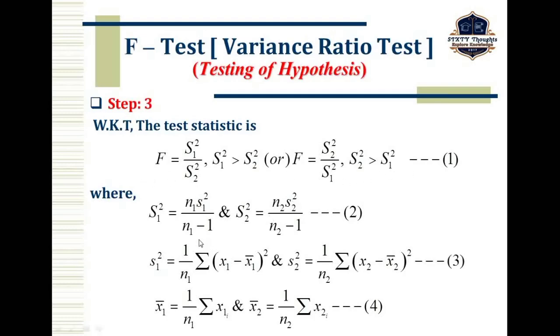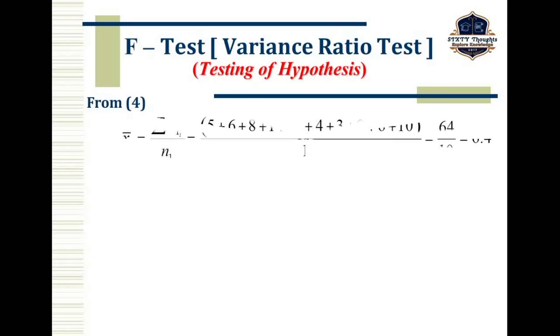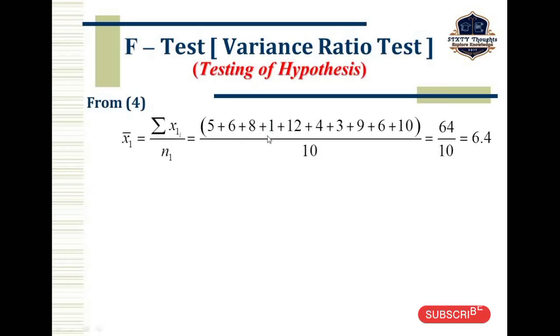Coming to the next slide, first we find x1 bar, then immediately small s1 square. After that we find x2 bar, and later we find s2 square. From equation 4, x1 bar equals the sum of x1 i by n1. This is nothing but diet A. Adding all values, the total number of samples we have is 10. If we add these values, we get the total 64 by 10, which is 6.4. So we know x1 bar.